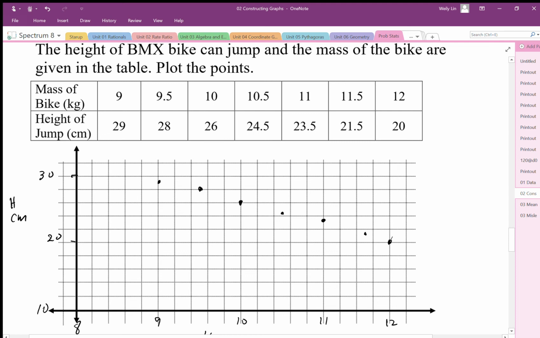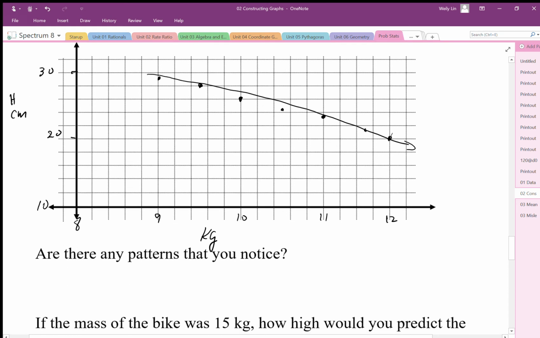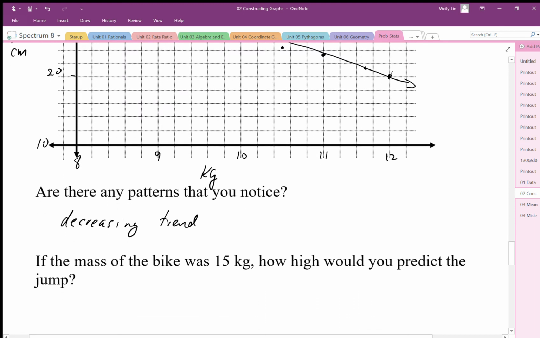So we can see that there is a decreasing trend. Okay, so it's a negative trend. It's a pattern, a decreasing trend. And then we can say that the heavier the bike, the less it jumps.